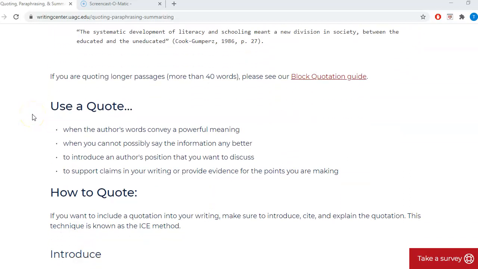When do you use a quote? If the original author says it in a way that you can't say it better, that's usually a good indication you should use a quote. For instance, if you're doing paper 2 and you're doing a movie or a TV show interview with a director or an actor, and they've said something about the way they acted in the movie or why they directed a certain way, you would generally want to quote them directly rather than paraphrasing it.